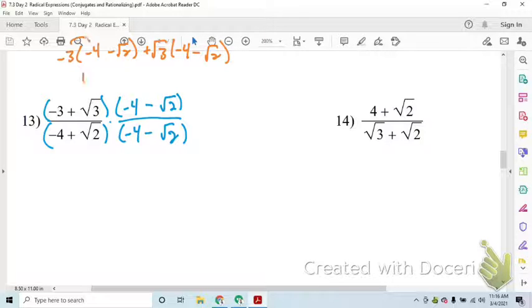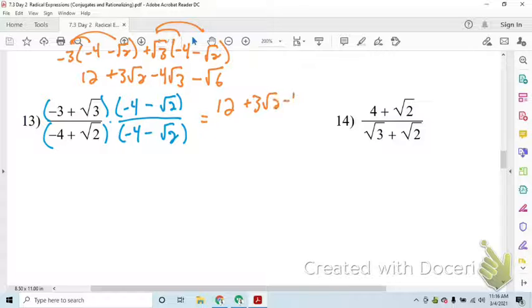And distribute. Gives me 12 plus 3 root 2 minus 4 root 3. And then minus root 6. So that's my numerator. So 12 plus 3 root 2 minus 4 root 3 minus root 6. And now we have to figure out the denominator. So the denominator, I'm doing purple, I like purple, shouldn't have a radical. And that's what we're going for here.